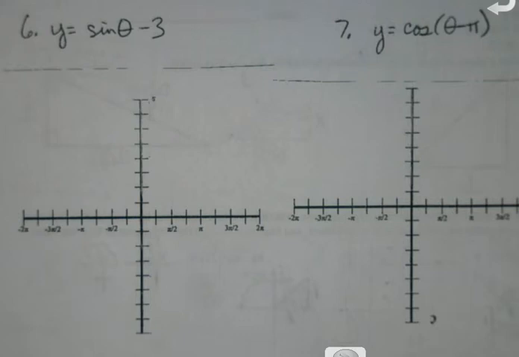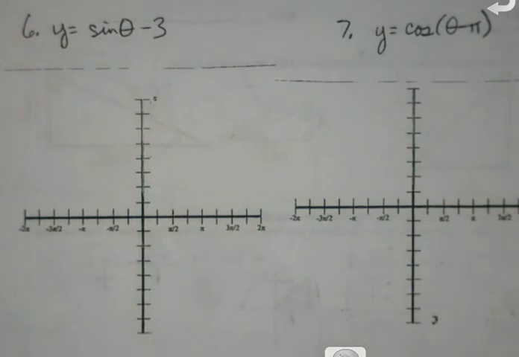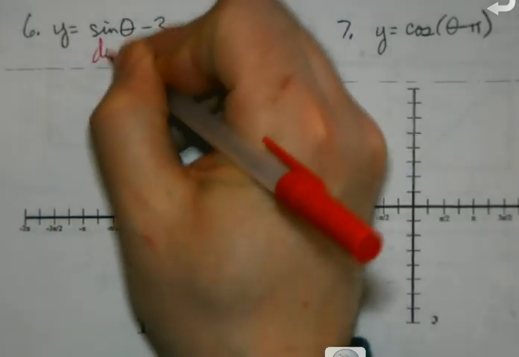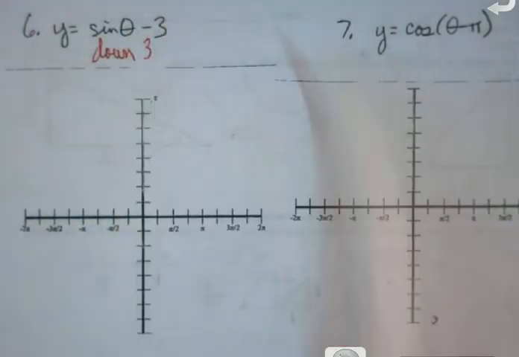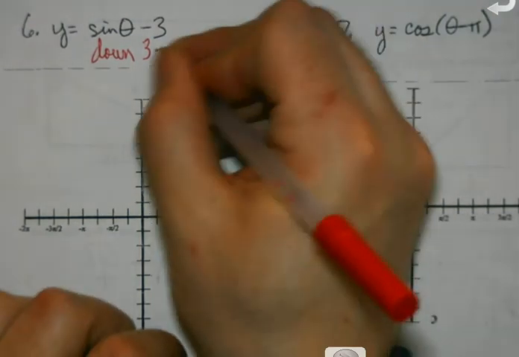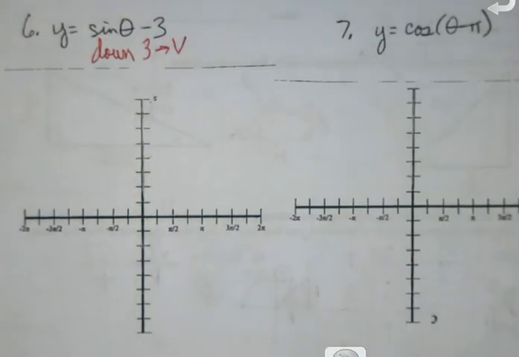All right, what's going on in number 6? Is it the amplitude? No amplitude. There's no number directly in front of sine. Okay, it's just going to be down 3. Now remember, down 3 affects my value, not the radian measures.